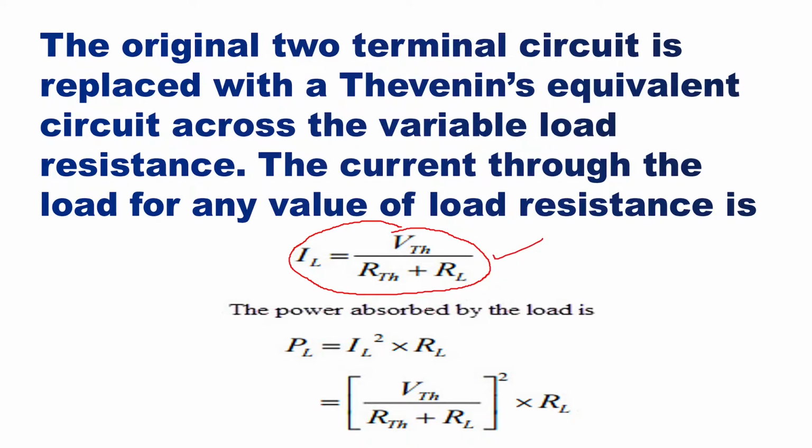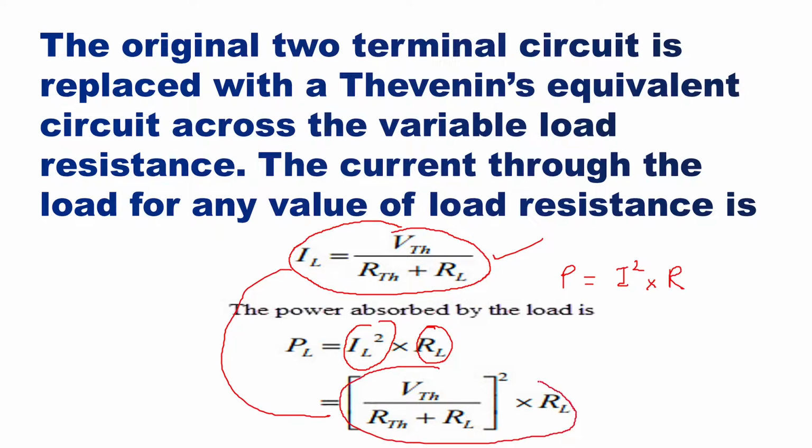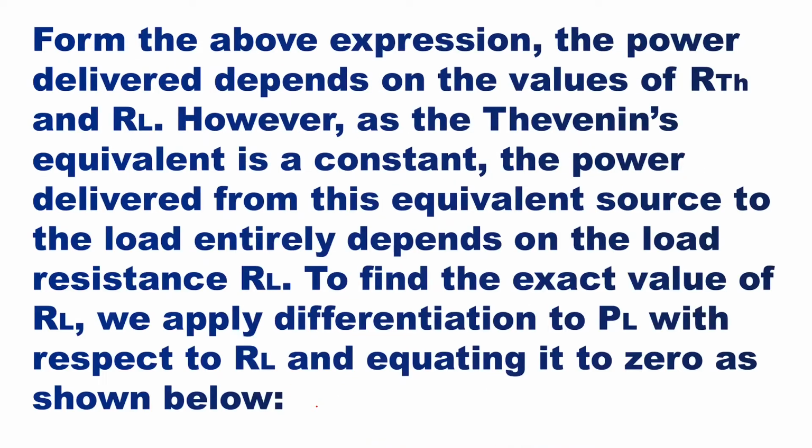Now after getting the current, if you want to calculate the power, power will be nothing but square of current into the resistance. So if you want to know the power absorbed by the load, then it should be load current square multiplied by RL. Now the load current expression we will substitute from here, and we will get this expression here for the power at the load.